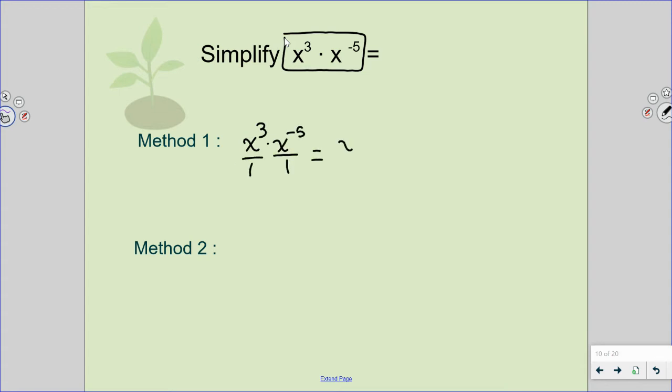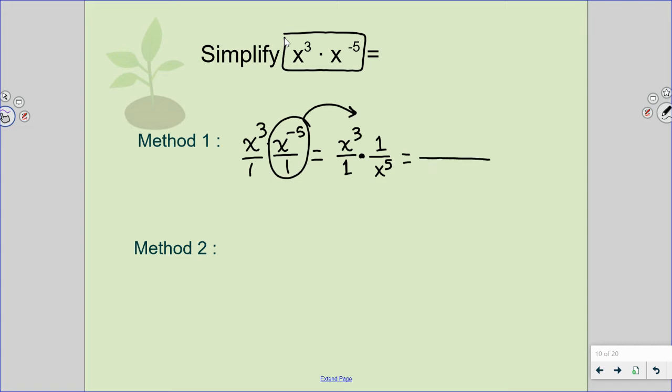I look at x to the third and I say, well, that makes sense. I know what x to the third means. I'm not going to change it. But this is nonsense. So I'm going to multiply that by its reciprocal, and I'm going to change the -5 into something that makes sense.